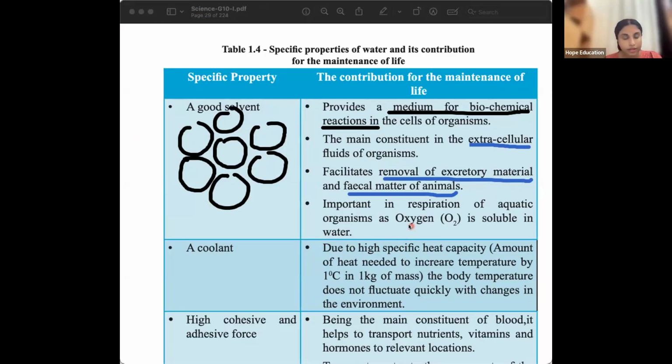Okay? So therefore, when we drink a lot of water, it helps to remove feces as well as excretory material. Then, it is important in the respiration of aquatic organisms. When they breathe, they also need oxygen. Where do they get this oxygen? Where do aquatic organisms get the oxygen?